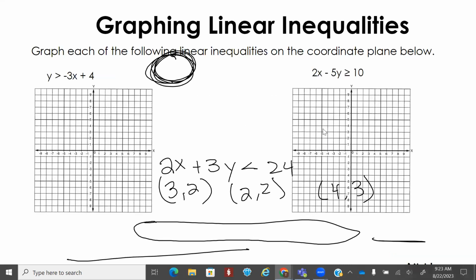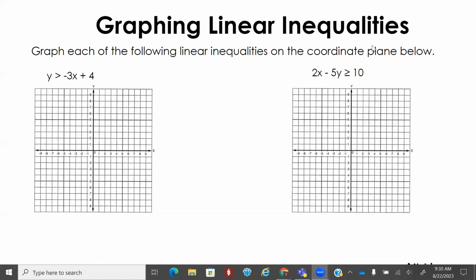Go ahead and graph these two inequalities. Use Desmos to check, but go ahead and try it on your own. All right, on this one, this is already in y equals mx plus b. So we're going to graph our y-intercept. And then we're going to go down 3, to the right 1. Down 3, to the right 1. And then it's going to be a dashed line.